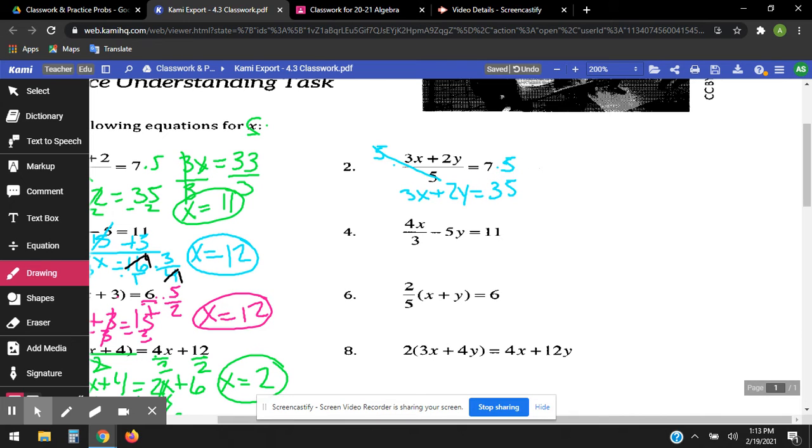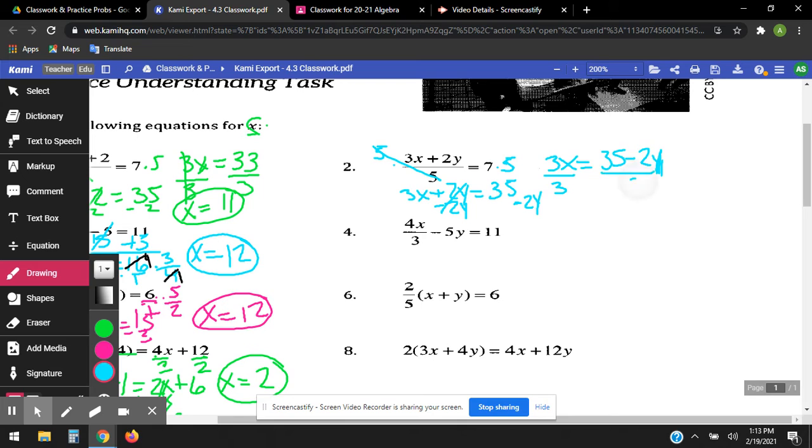Now I need to get my x by itself, which means I need to subtract 2y from both sides. Now I'm actually going to put it minus 2y over here, and I'm going to erase that one. The reason I'm doing that is so that I don't get confused and think, oh, I can subtract 2 from 35. It's not 2, it's 2 y's. I can't take y's from numbers. So those cancel, and I'm going to get 3x equals 35 minus 2y. I can't simplify that anymore.